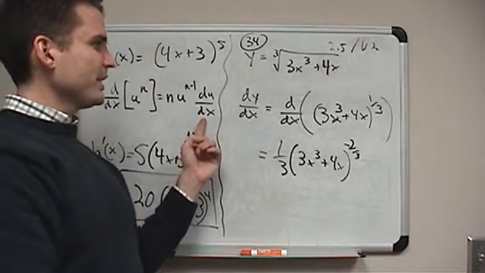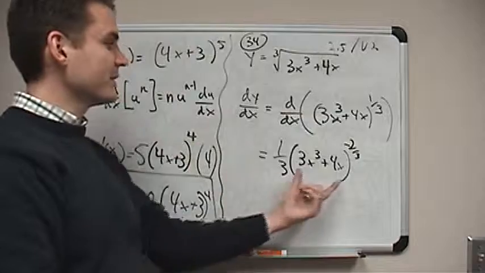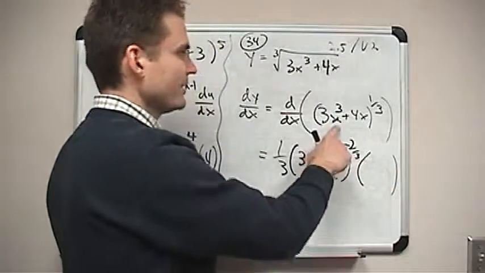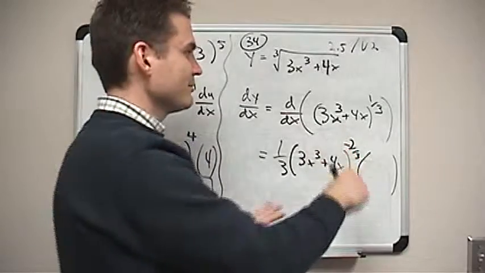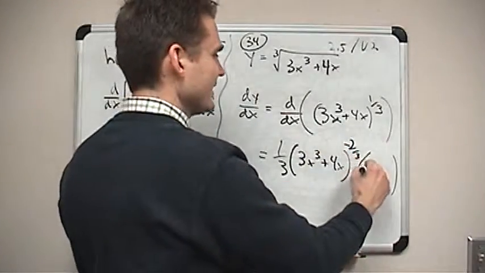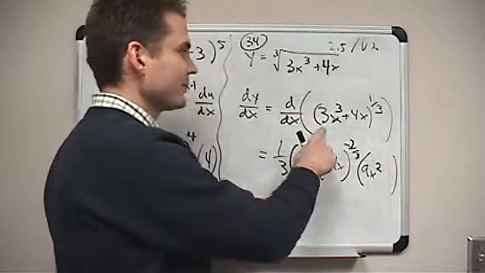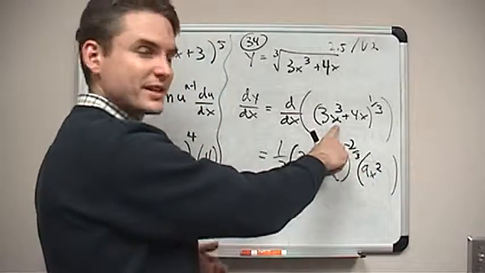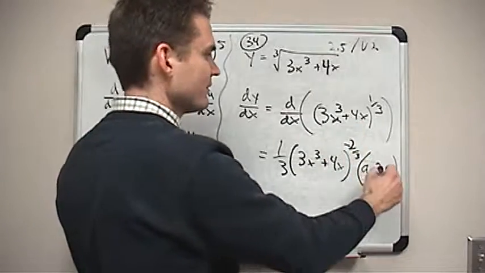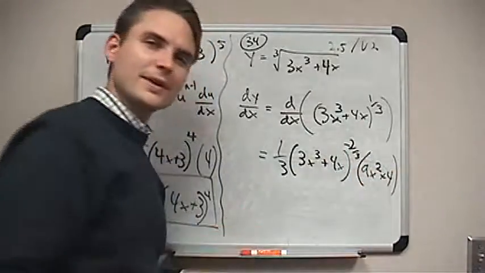And then we have to multiply by du dx, the derivative of what was inside. Well, the derivative of 3x cubed, a couple of our basic rules are used there. It's going to end up being 9x squared: 3 times the derivative of x cubed, 3x squared, gives us 9x squared, plus the derivative of 4x, which is 4.